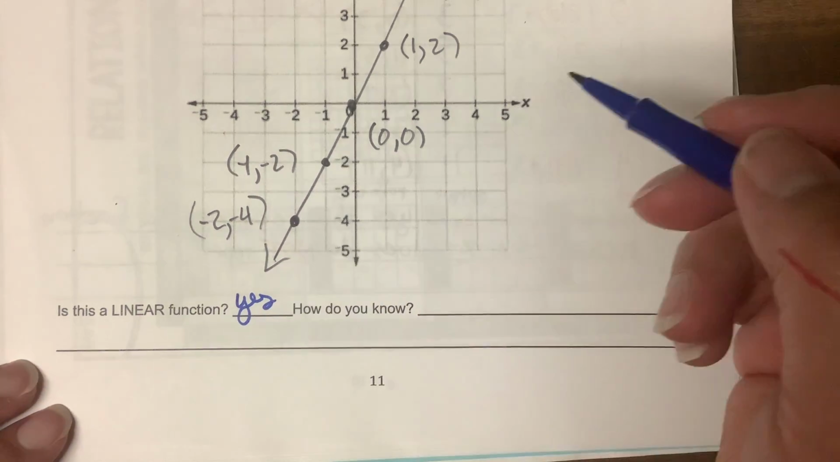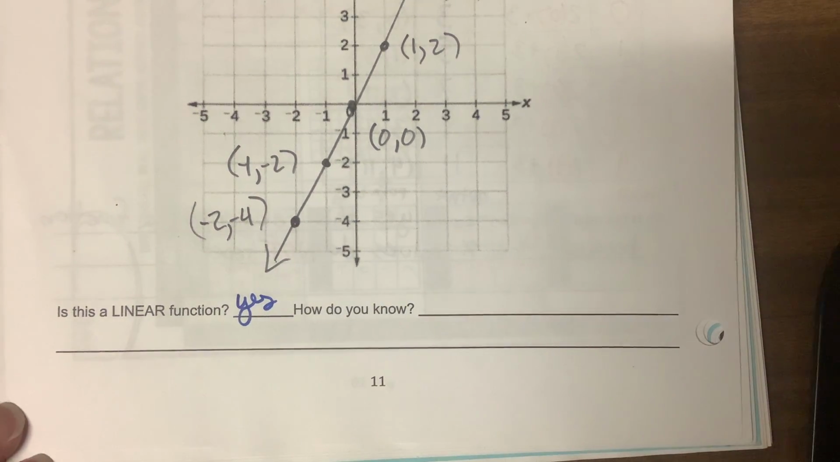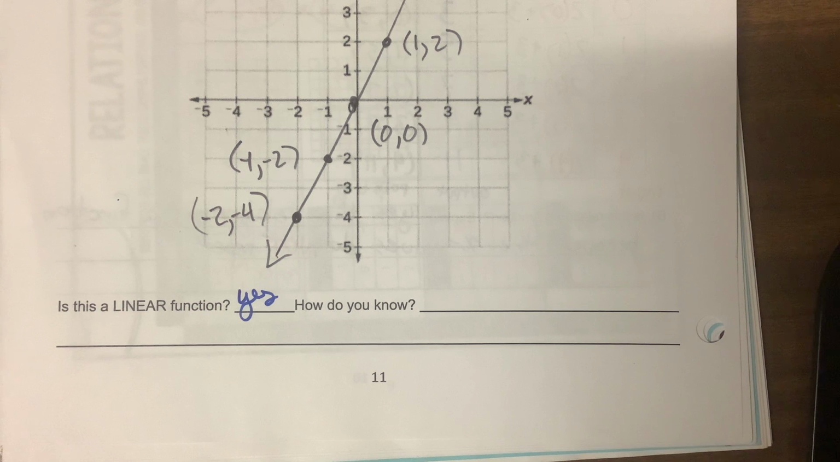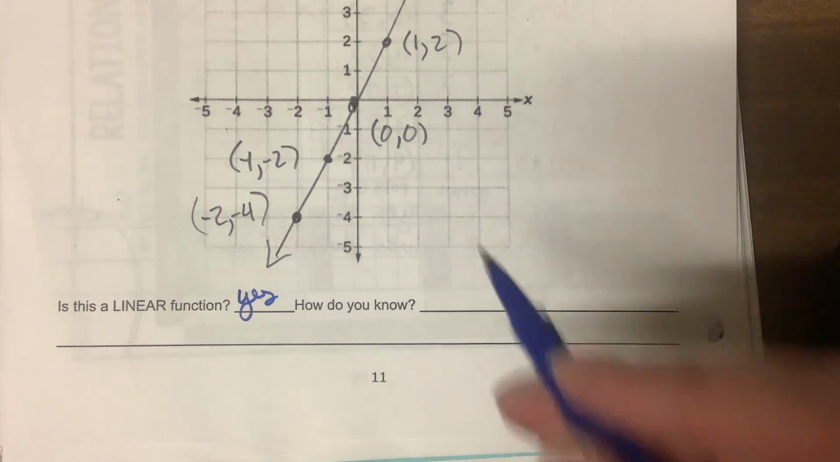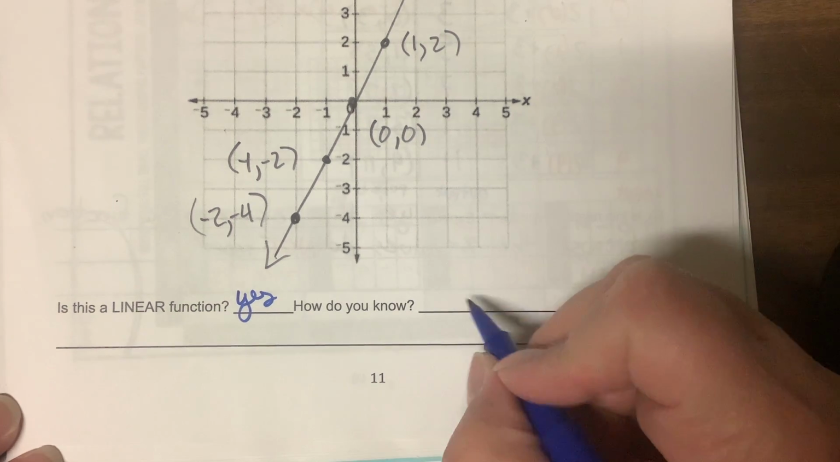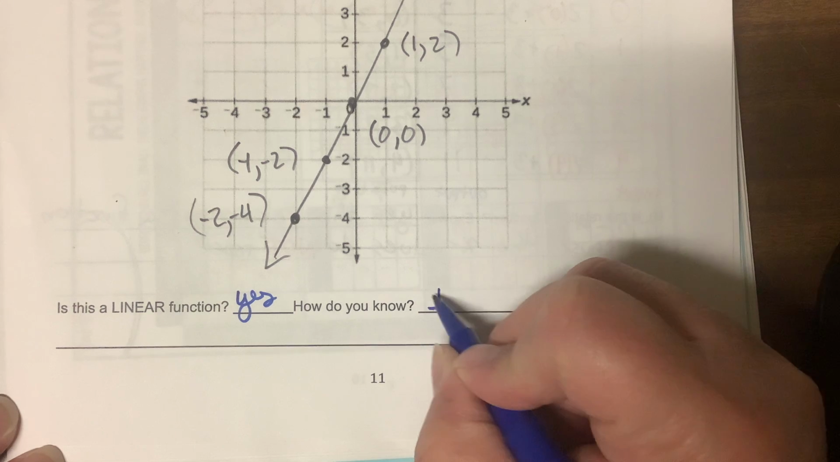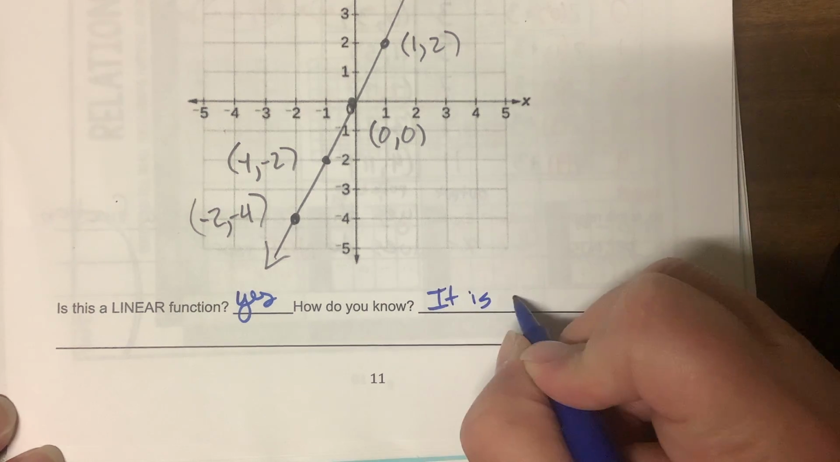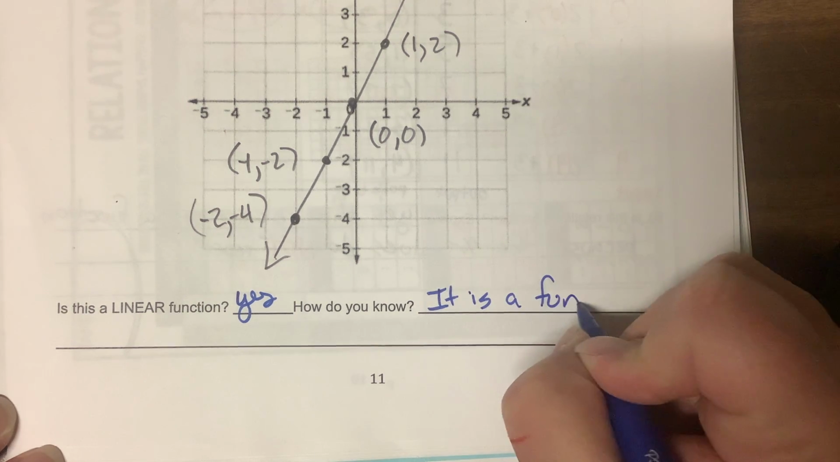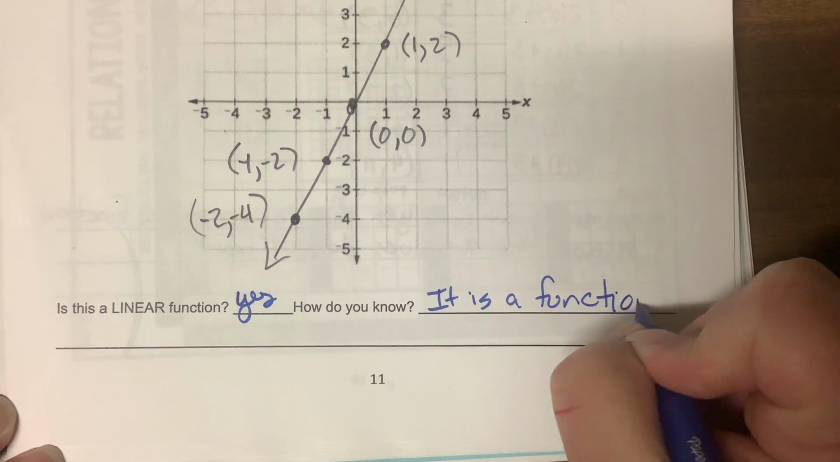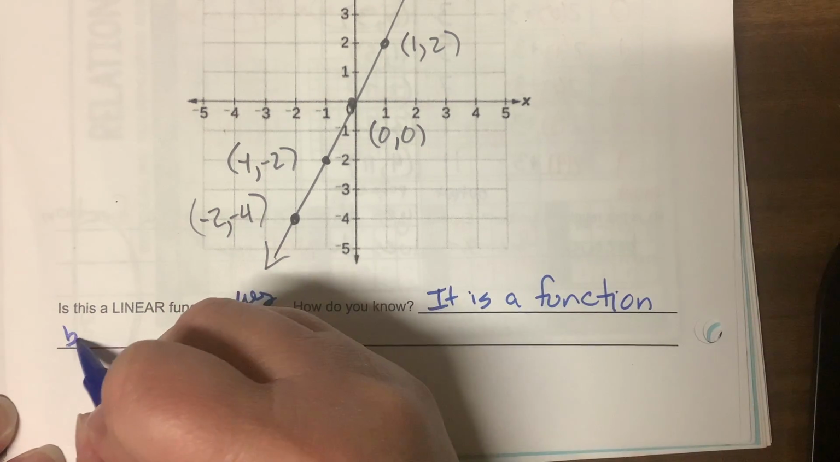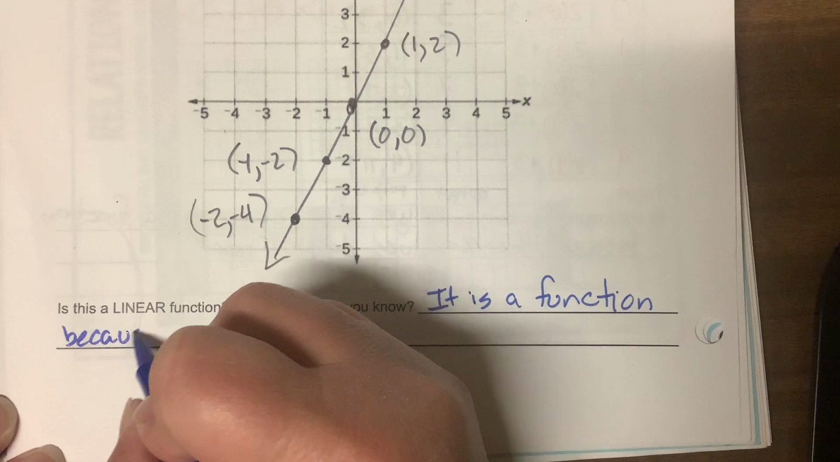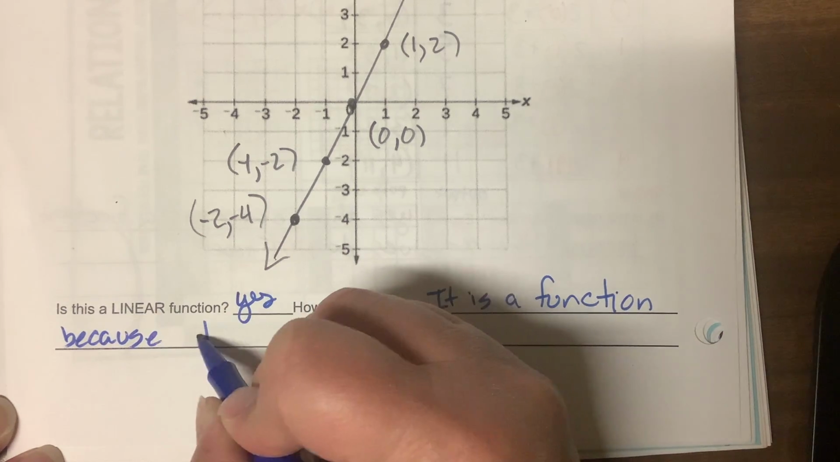Why? How do I know? Well, two things. I know it's a function because the x values don't repeat, and I know it's a linear function because it looks like a line. So, how do I know? It is a function because the x values do not repeat.